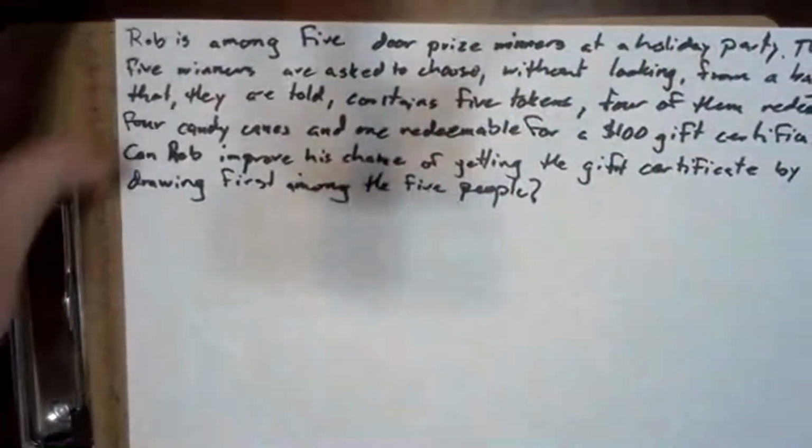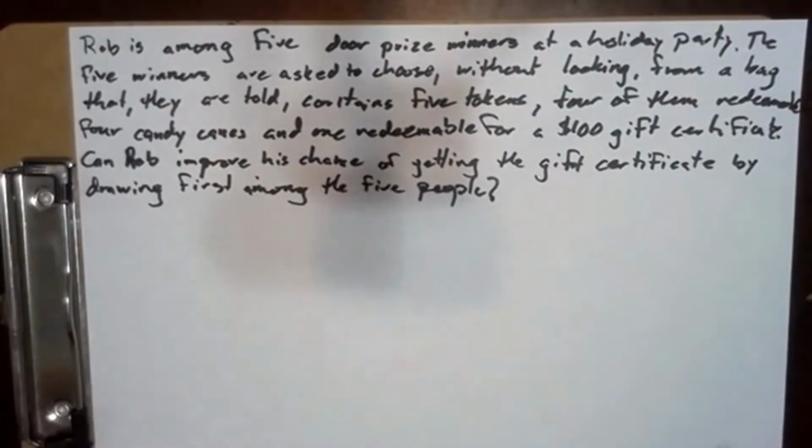The last question for this section. Rob is among 5 door prize winners at a holiday party. The 5 winners are asked to choose without looking from a bag that they are told contains 5 tokens. 4 of them redeemable for candy canes and 1 redeemable for a $100 gift certificate. Can Rob improve his chance of getting the gift certificate by drawing first among the 5 people? Well, we can do this by checking the probabilities involved.